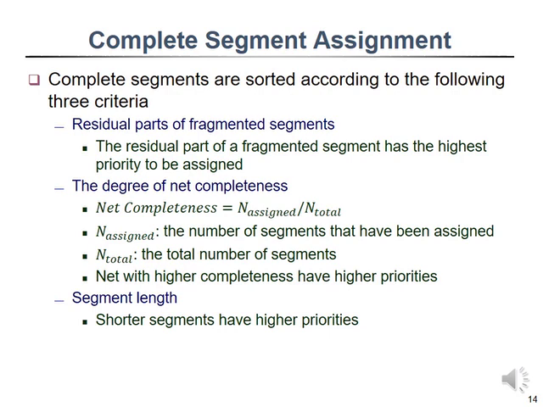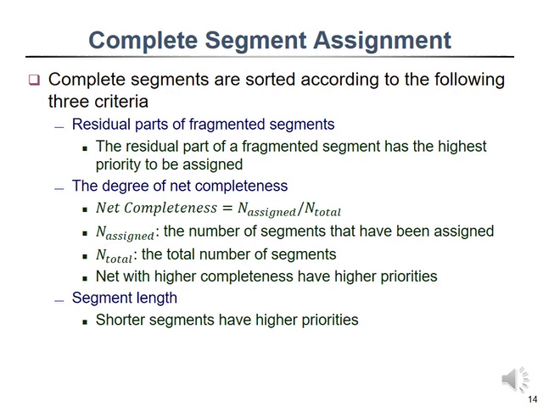The assignment follows 3 ordering criteria below. First, the residual parts of fragmented segments have the highest priority to be assigned. It is because if the residual part of a fragmented segment is not assigned, other segments of the same net cannot become candidate segments. The second criterion is the degree of net completeness.